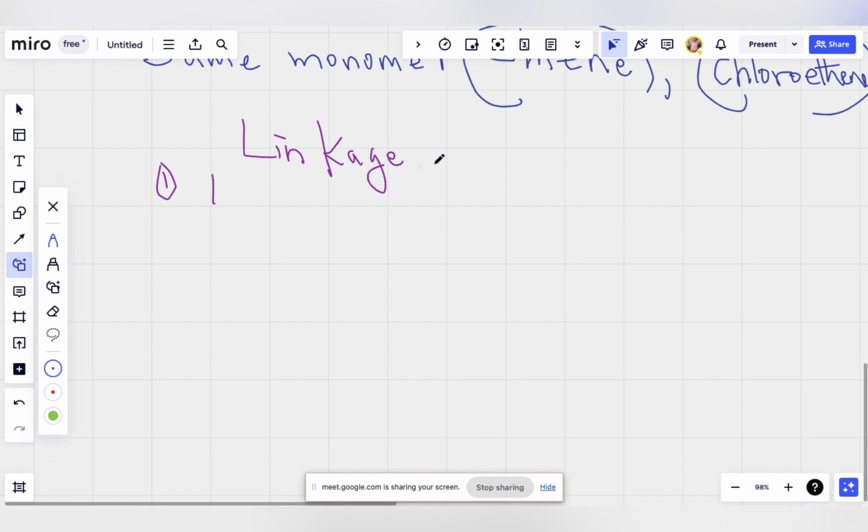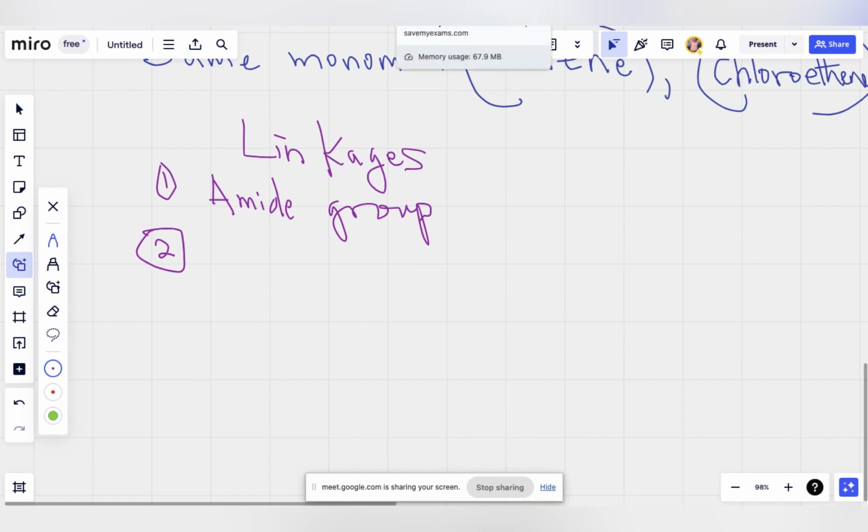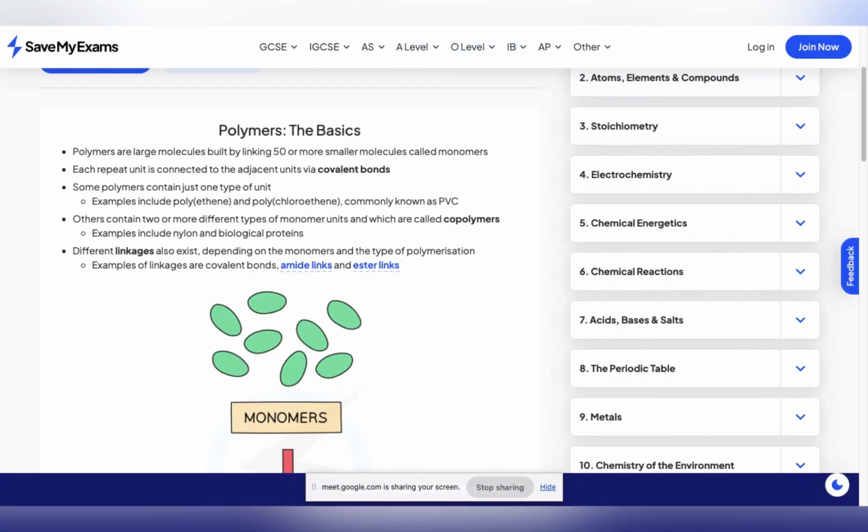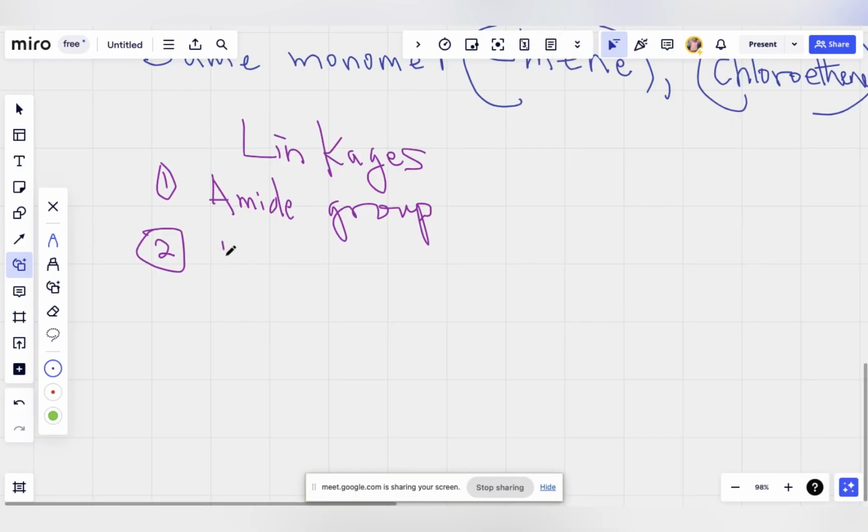We have linkages formed. Number one is the amine group, the NH2. Another group that can be formed is, which other group can we form? The ester linkage, right? I think we will see this when we study condensation polymerization.